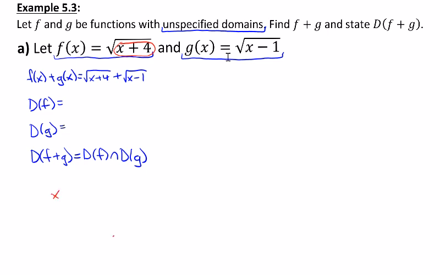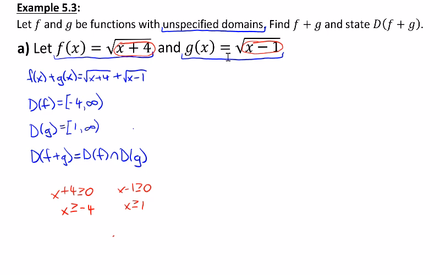So what we've been doing is taking whatever expression is under the radical and setting it to be greater than or equal to 0. Therefore x must be greater than or equal to negative 4, and we would write that in interval notation as negative 4 to infinity. The domain of g can be done similarly. We're looking at x minus 1 as the expression underneath the radical. If we take x minus 1 greater than or equal to 0, then we get x is greater than or equal to 1. That can be written in interval notation as well, from 1 to infinity.